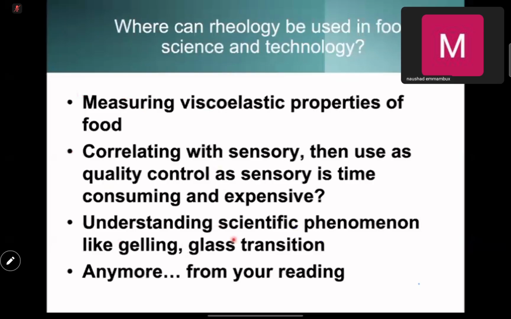So where can we use this in food science and technology? Really measuring viscoelastic properties of food and correlating with sensory, then using it as quality control, as sensory is time consuming, expensive, and can also raise ethical issues. For example, to do sensory evaluation, you need to apply for ethics, whereas here you don't. I mean, you need to be ethical in what you do, but you don't need to apply for ethics because you're not using human beings. It also helps in understanding a lot of scientific phenomena like gelling and glass transition, and doing some fundamental studies.